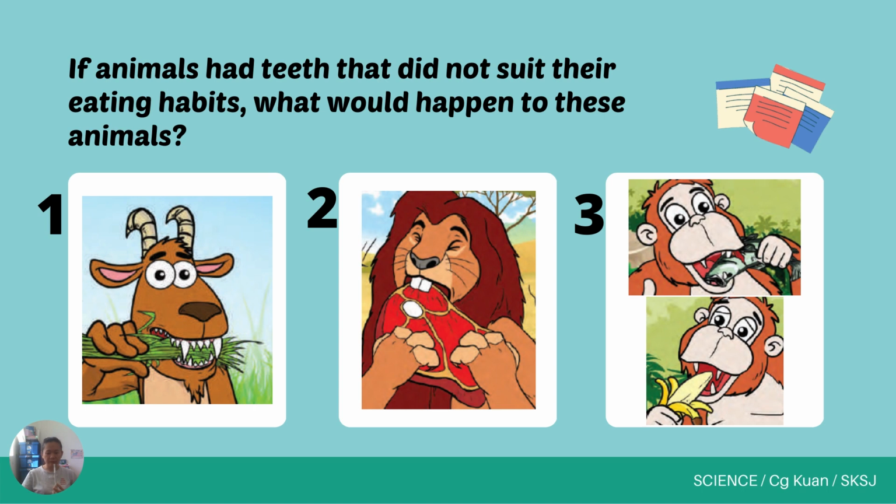Number 2, the lion. The lion faces difficulty to tear the meat because the lion doesn't have sharp canines to tear the meat. The orangutan eats the fish easily because canines help to tear meat. However, the orangutan doesn't have incisors and molars to eat the banana easily.